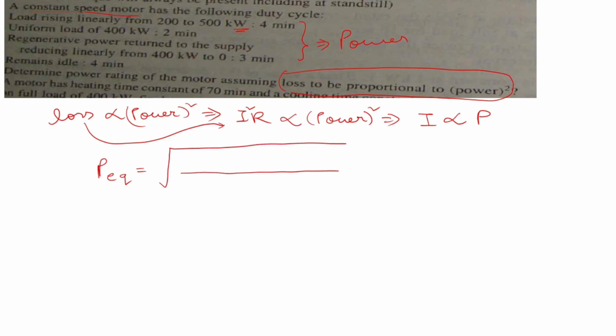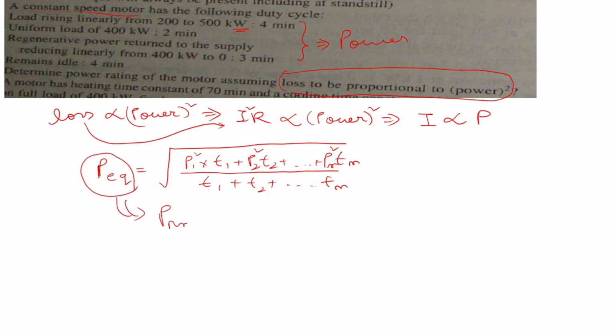That is, P equivalent is the square root of P1 squared T1 plus P2 squared T2 up to Pn squared Tn, divided by the time interval. This P equivalent is also known as PRMS, that is the RMS power over the time interval, as we are squaring the powers over the time interval, and after that we are taking the roots. This basically gives the same heating effect as that of the load profile. Basically we will replace the varying load by P equivalent, that is the RMS power.